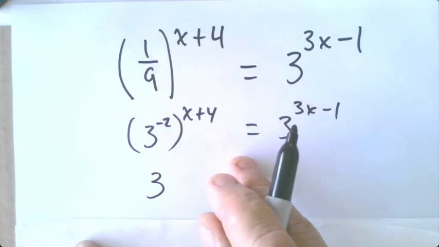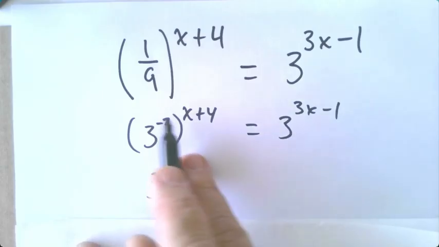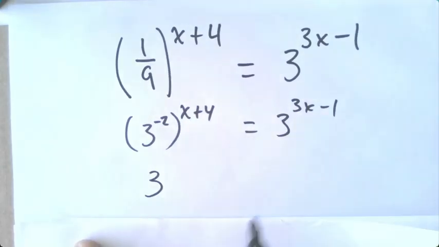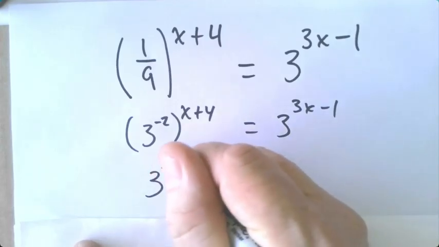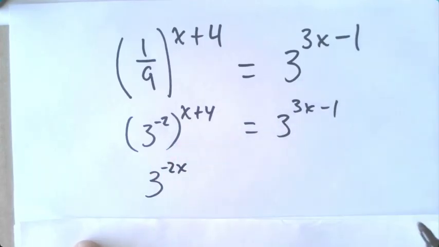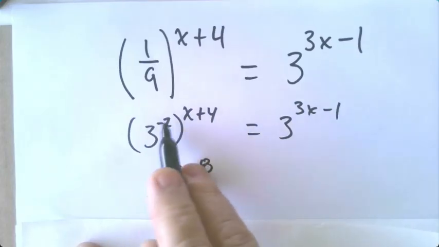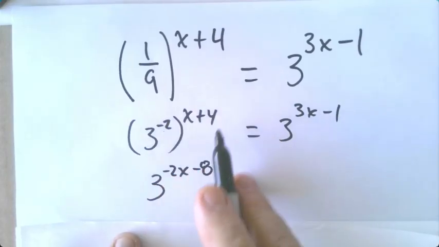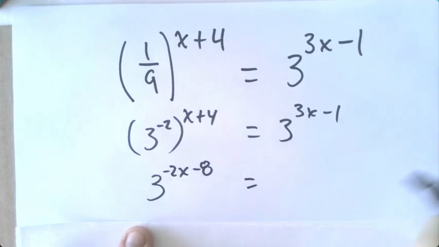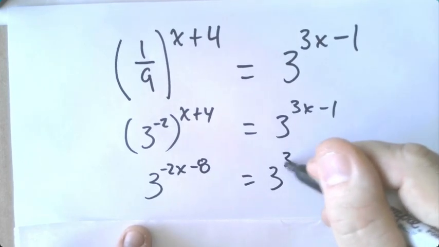No. I need to multiply this exponent times this exponent. Wait, no, that's negative 2x minus 8. Minus 8, right? So I'm raising this to this. So boom. On the other side, what do I have? 3 to the 3x minus 1.